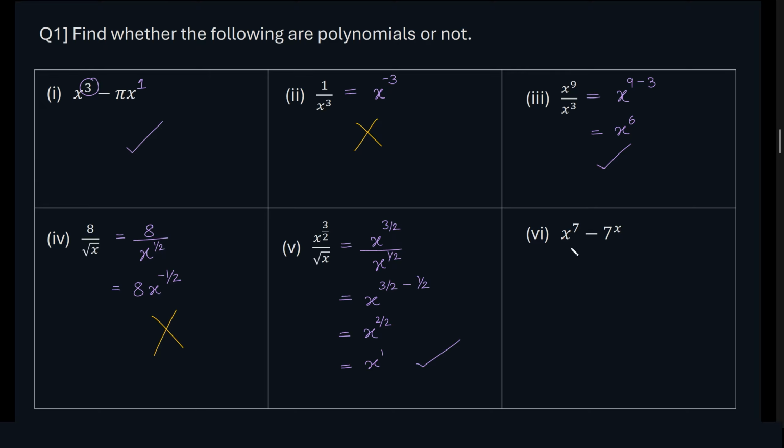And in the last question, we have x to the power of 7 minus 7 to the power of x. Here, the second term has the variable x as power. That means this is an exponential function instead of a polynomial.